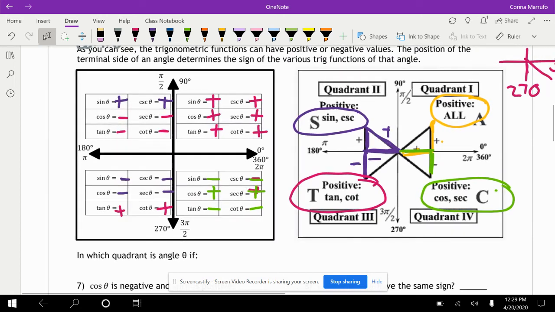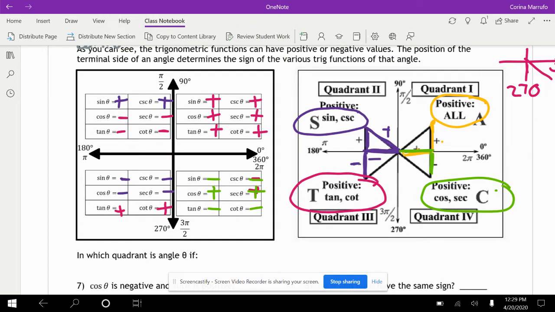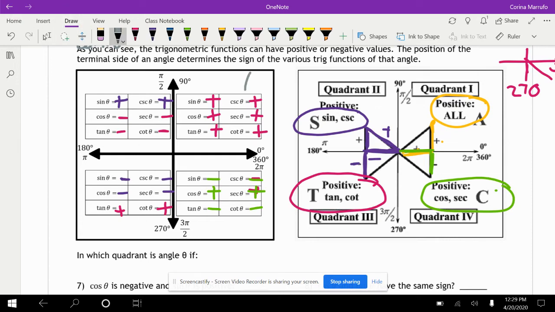The way that we remember this is using what we call All Students Take Calculus. So all of them will be positive here. Students Take Calculus. That's how I remember this. So only sine and its inverse will be positive here. Only tangent and its opposite will be positive here. And then the C stands for cosine. Only cosine will be positive here. So that's how we remember what order it should go in, by using that little trick.